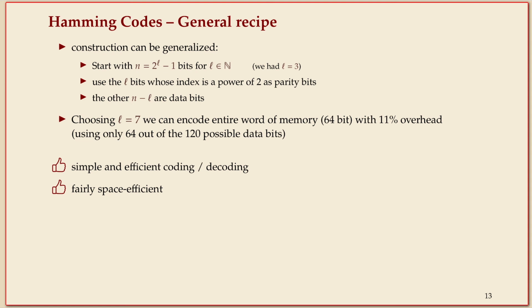So arguably the Hamming codes are still fairly simple. They're definitely efficient to code, whether you do that in hardware or software. And they are much more space efficient than maybe one would have expected after this initial example of just tripling every bit.